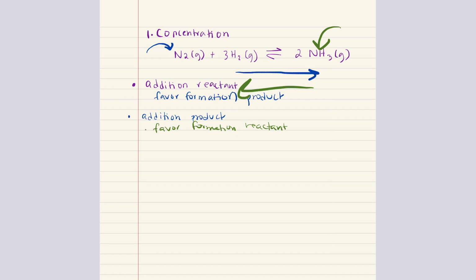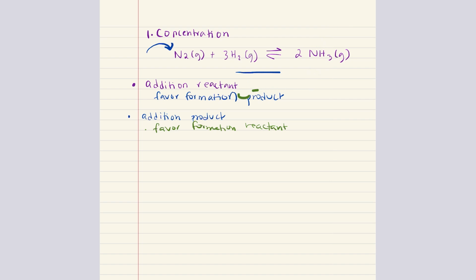Now that intuitively should make sense. If we have more reactant, how do we reestablish equilibrium? By forming more product. If we add more product, how do we reestablish equilibrium? By forming more reactants. Now here's another 2 scenarios that we're going to cover.